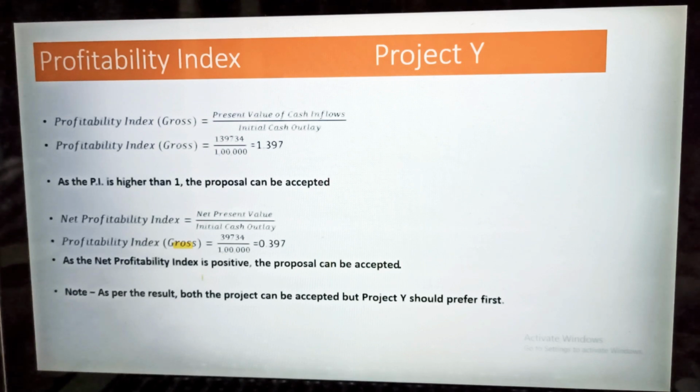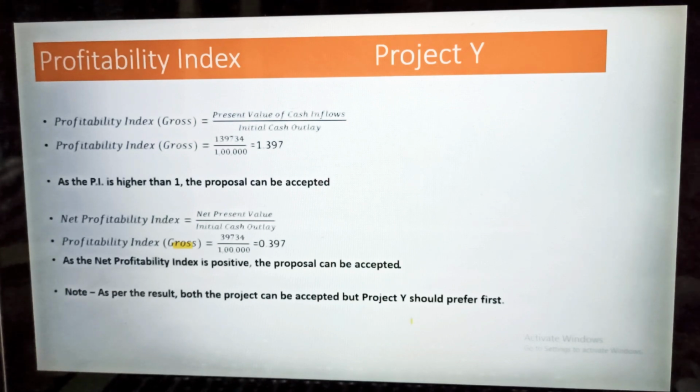Now you have to check, as I told you, that in both cases your project is acceptable, because as per the profitability index gross, the value is more than 1 in both projects, and as per the profitability index net, your value is positive in both cases as well. So now how will you decide which project would be more beneficial for the company? As per the result, both projects can be accepted, but project Y should be preferred first.